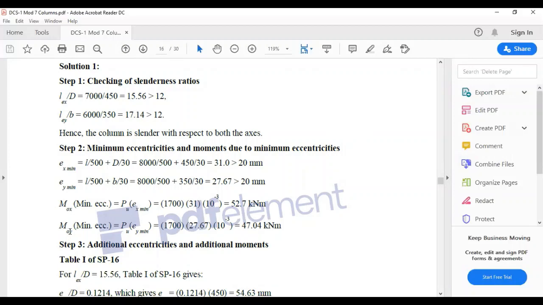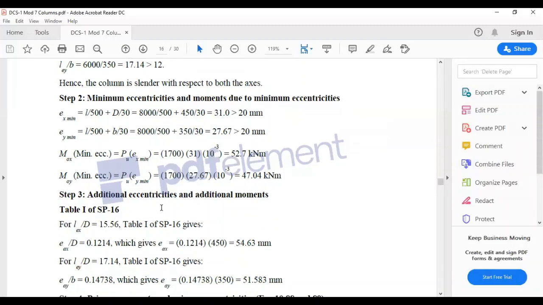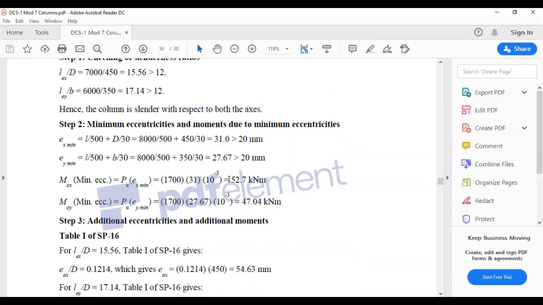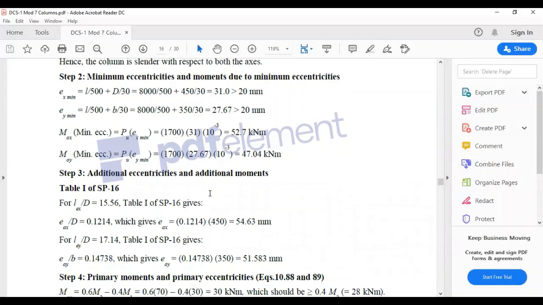And on the minor axis, the moment due to minimum eccentricity is PU into EY minimum. PU is again 1700, given in the question. And EY min we have just found out, which is 27.67 from here. So this value comes out to be 47.04 kilonewton meter.